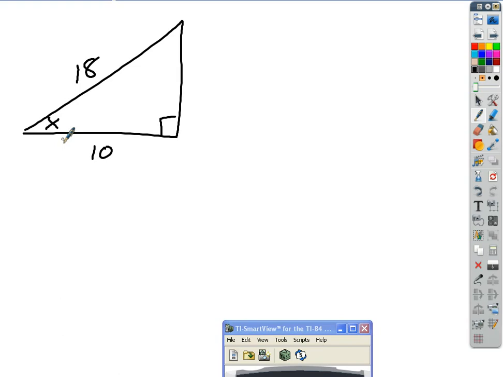What's this one going to be? Okay, that's going to be the adjacent one, right? So which one is it? No. Got an A and an H, so what must be this one? Okay, cosine. All right, so cosine of x equals, now we got to get this. Cosine of x equals 10 over 18.